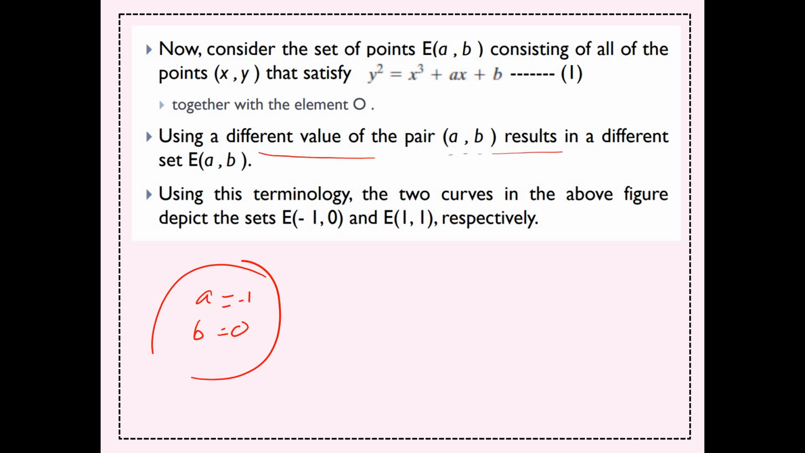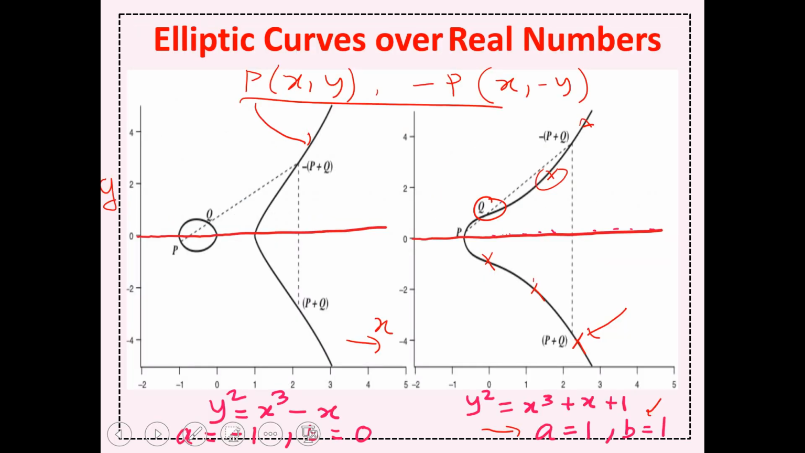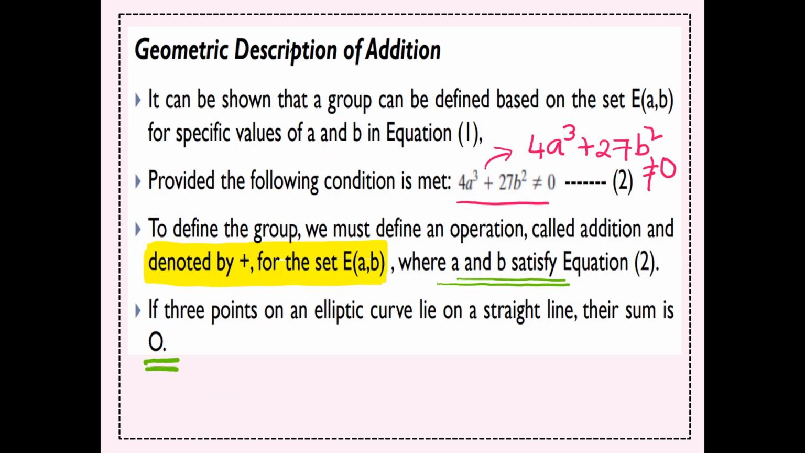Using a different pair of values of A, B, the results are different for the set E(A, B). Using the terminology, the two curves in the above figure, the previous one, I have already told you that we were having. Okay, so this is just an example. We can have multiple such graphs with respect to different values of A and B.